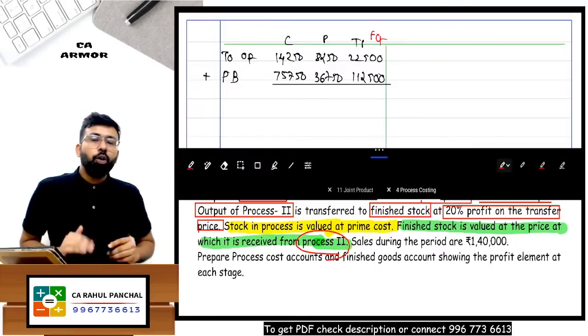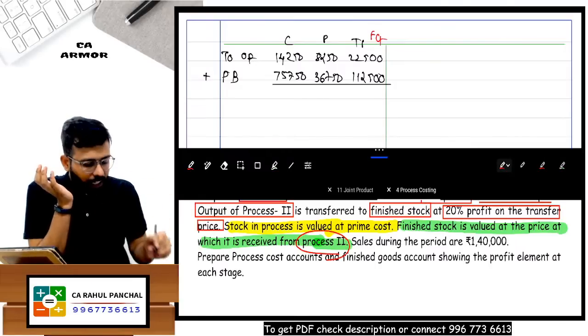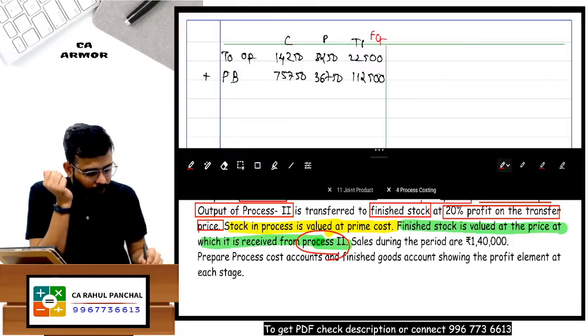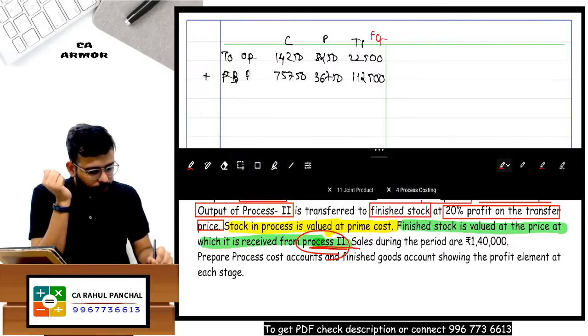So what they want to say is, when I want to sell, first I will sell this opening stock, then whatever remains, that remains from this process 2 only, process B only. So whatever stock is there, it is always from process 2.